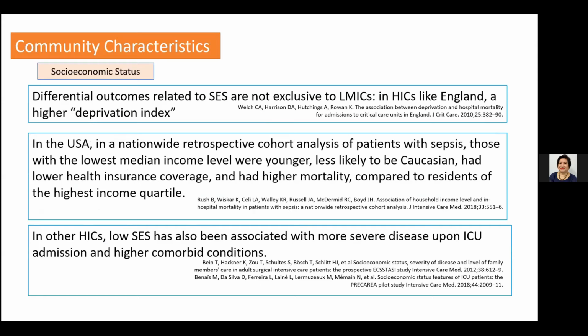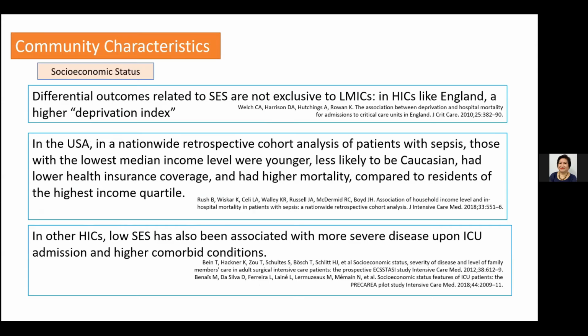The study of Welch et al. showed that the differential outcomes related to socioeconomic status are not exclusive to low median income countries. In high-income countries like England, a higher deprivation index has been related to increased ICU mortality, and this was calculated after education, employment, income, disabilities, and other variables.